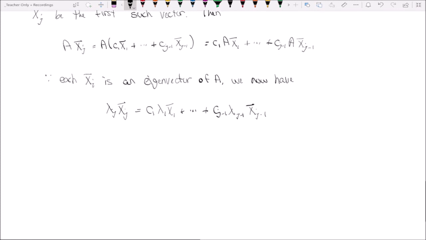However, we also have lambda j xj equals c1 lambda j x1 plus so on and so forth plus c(j-1) lambda j x(j-1).